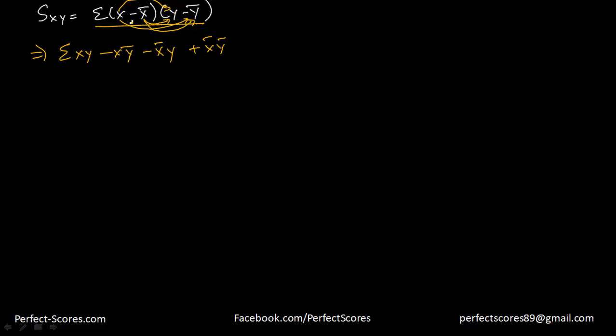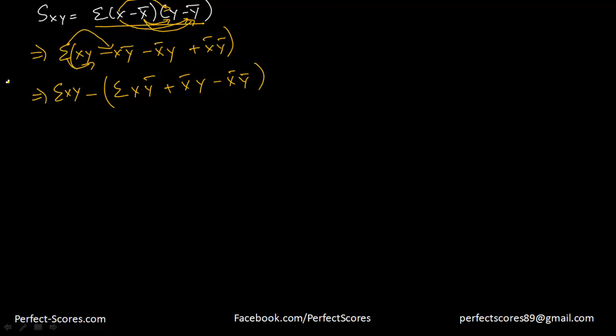So what I've just done is I've just opened this bracket up, and this is what I got. Now from here, summation of xy, so this is the whole summation. So I'm going to give the summation to all of this. So it's going to be negative of summation of xy bar plus x bar y minus x bar y bar. So what I've done is I've just opened this bracket up and given the summation to all, took care of the negative signs, and that's what I've done till now.